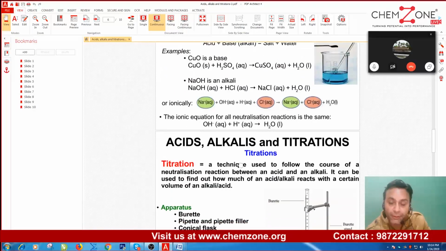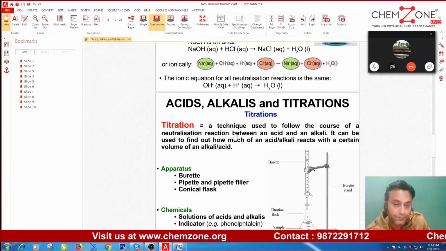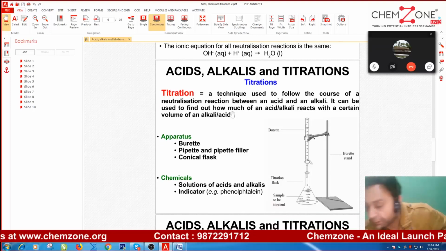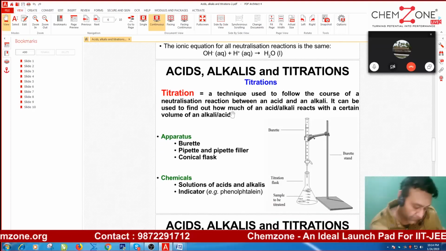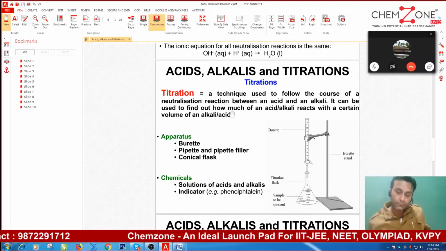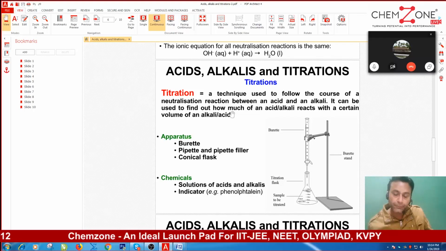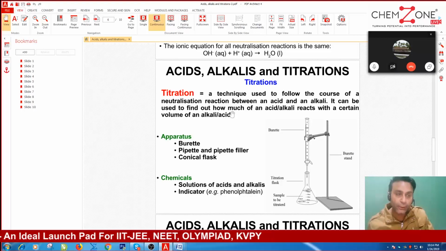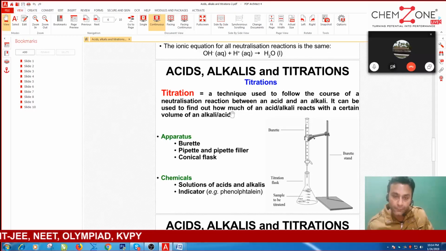Now, can you tell me the meaning of the word titration? You might have done it in the lab sometime. Yeah, we did. When you gradually add an acid to a base, or the other way around, so it neutralizes, to see how much of an acid or alkali you need to neutralize it.